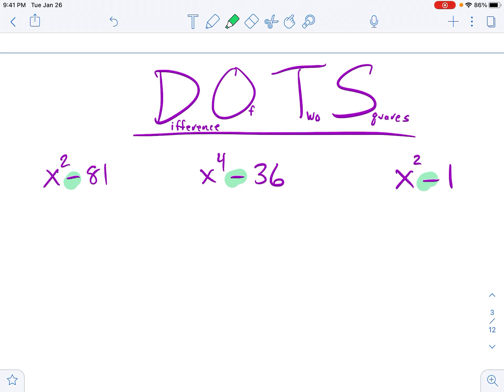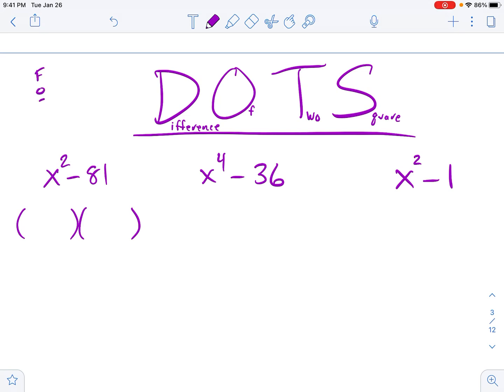There are two terms, so there always will be a binomial. And both terms are perfect squares. Perfect square, perfect square, perfect square. And so, we notice that there seems to be a trick whenever we get a binomial.